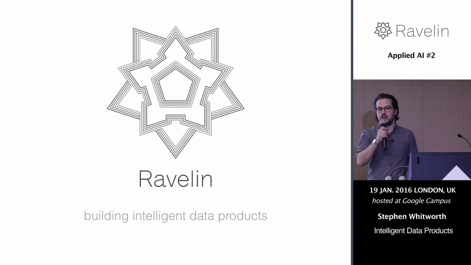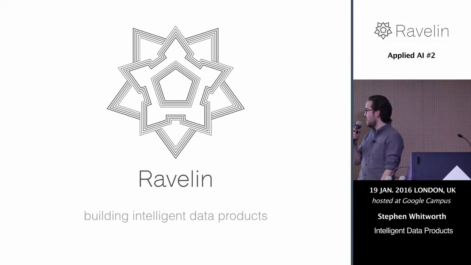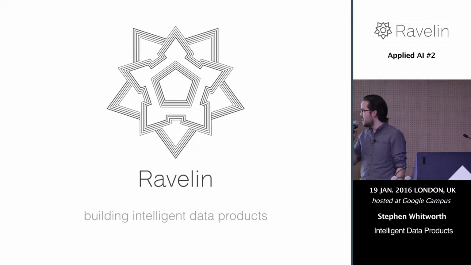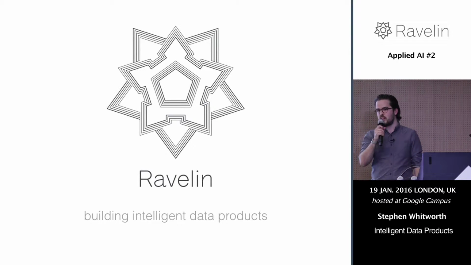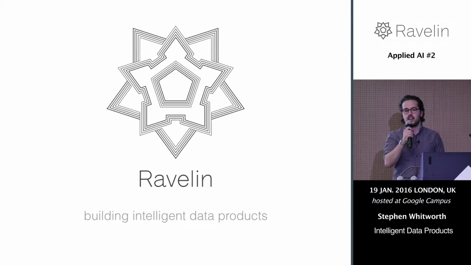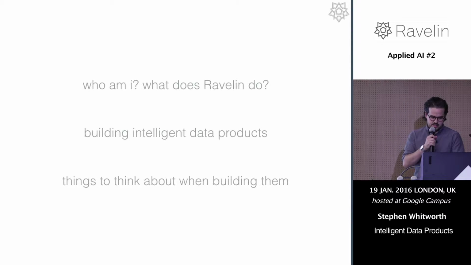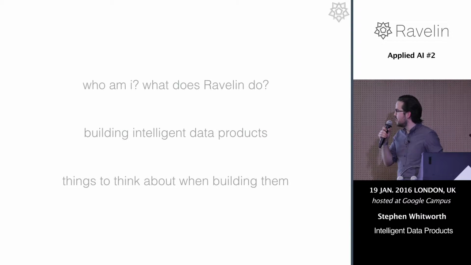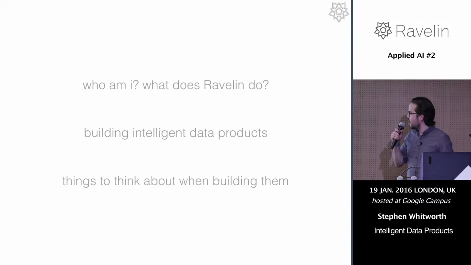I'm Stephen. I work as a data scientist at Ravelin. And what I'm going to be talking about today is building intelligent data products. That kind of means where the product is the data that you collect and the decisions that you make from it. So these are the questions that I'm going to try and answer during the slides. And then we'll go on to talking about how to build these kind of products. And then some heuristics to think about when you are building these.